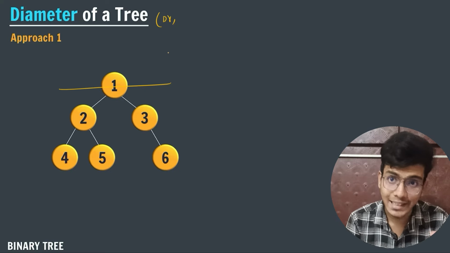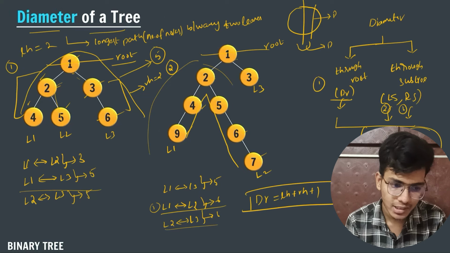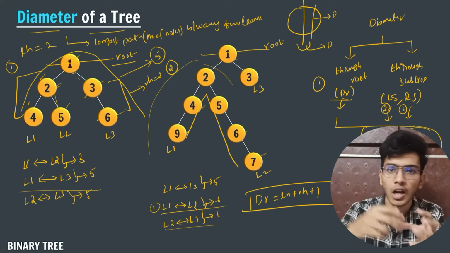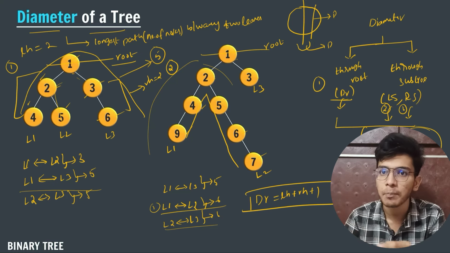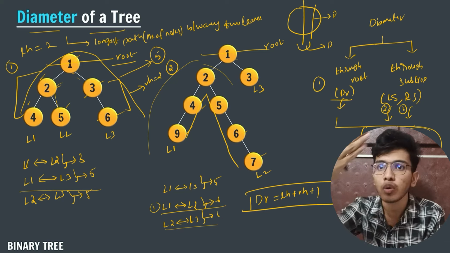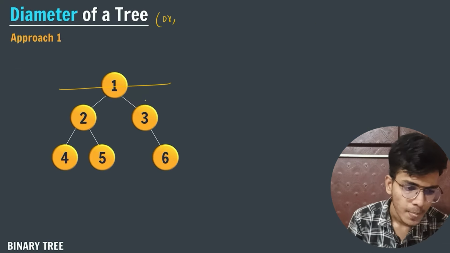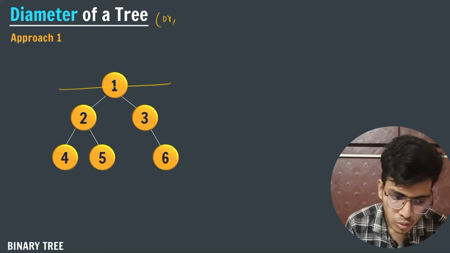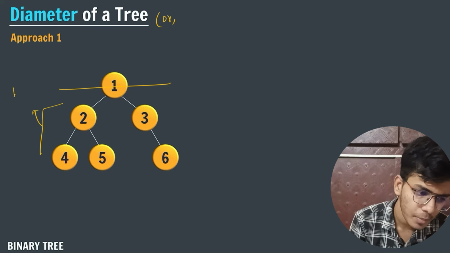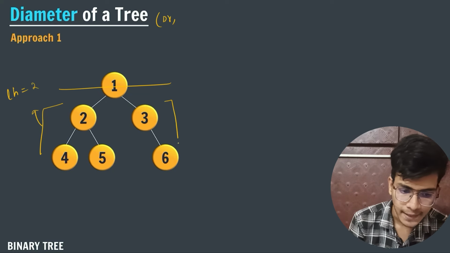I have extracted from the previous diagram one thing, that diameter through root is equal to left height of the tree plus right height of the tree plus 1. This thing will give me the diameter through root value. Now here you can see that this is the left part, right? So what is the left part height? Left height is equal to 2.